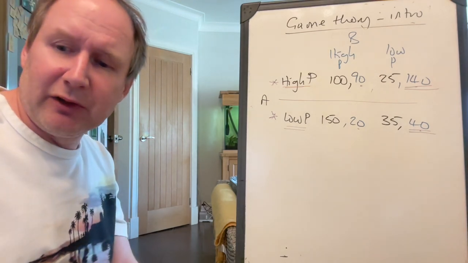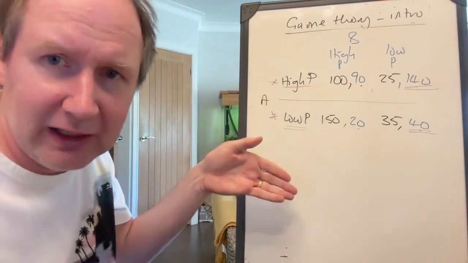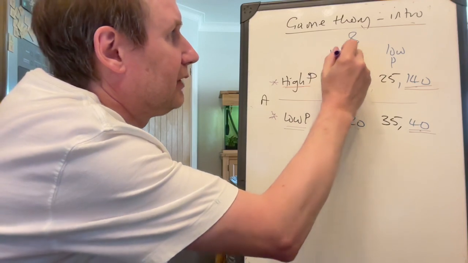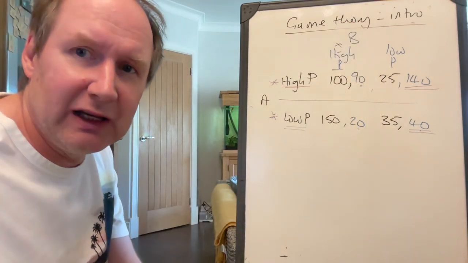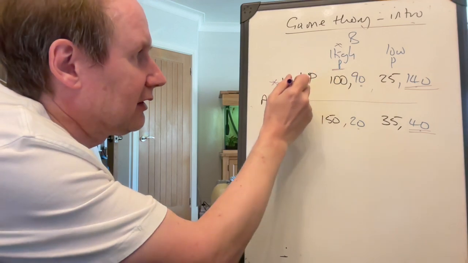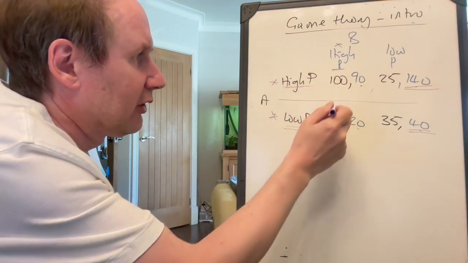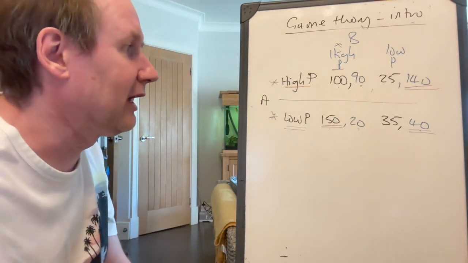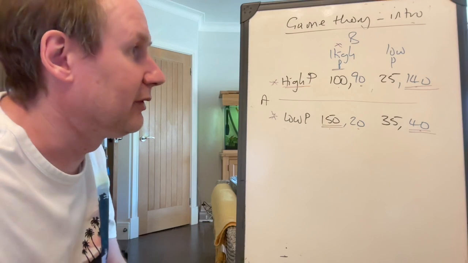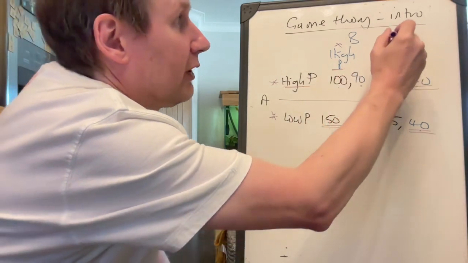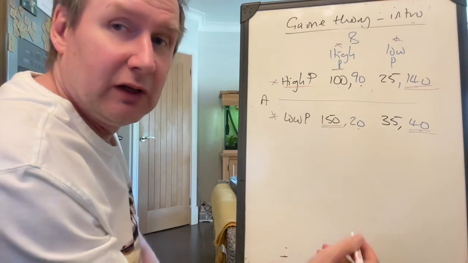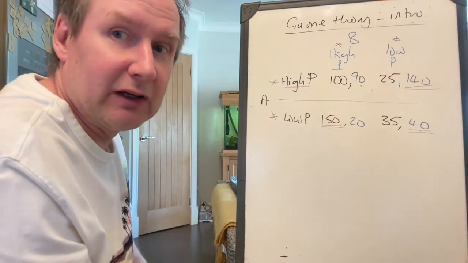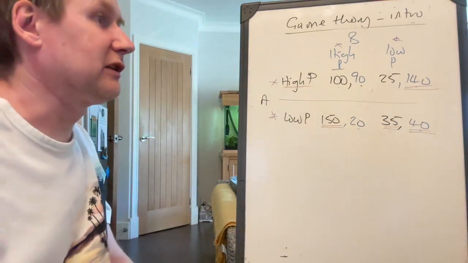We now reverse it and look at A's responses to what B does. Let's suppose that B plays high. What's A going to do? A's numbers, A can either go high or low, are either 100 or 150. 150 is more than 100, so A would go low in that case. And lastly, what if B was to go low? Again, A has a choice of playing high and getting 25, or playing low and getting 35, in which case they play low.